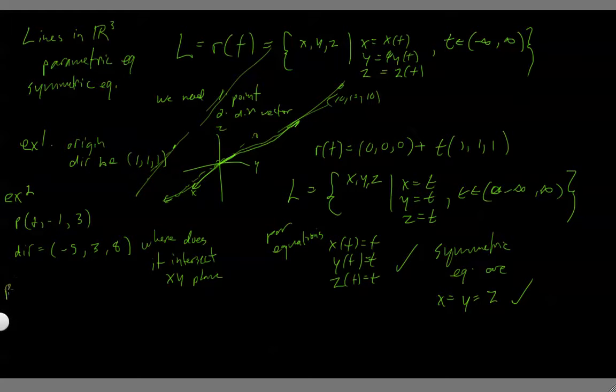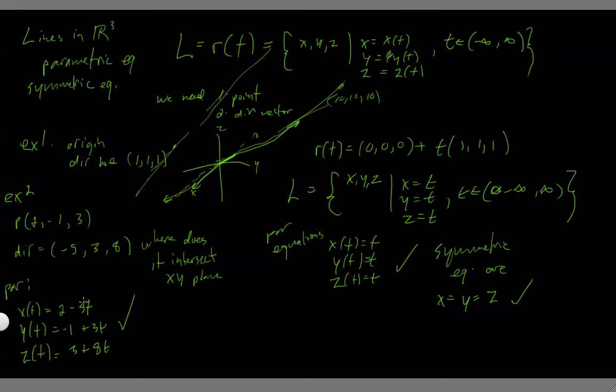The parametric equations are easy to get. X as a function of our parameter t is just going to be equal to 2 minus 5t. Y as a function of t is going to be equal to -1 plus 3t. And z as a function of t is going to be equal to 3 plus 8t. Okay, there's our parametric equations. Check.